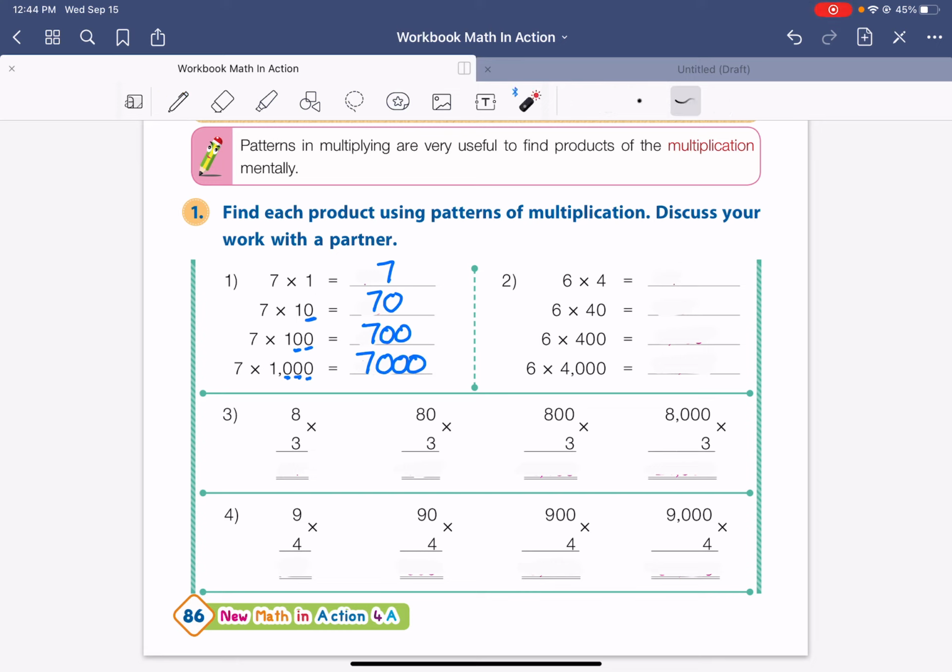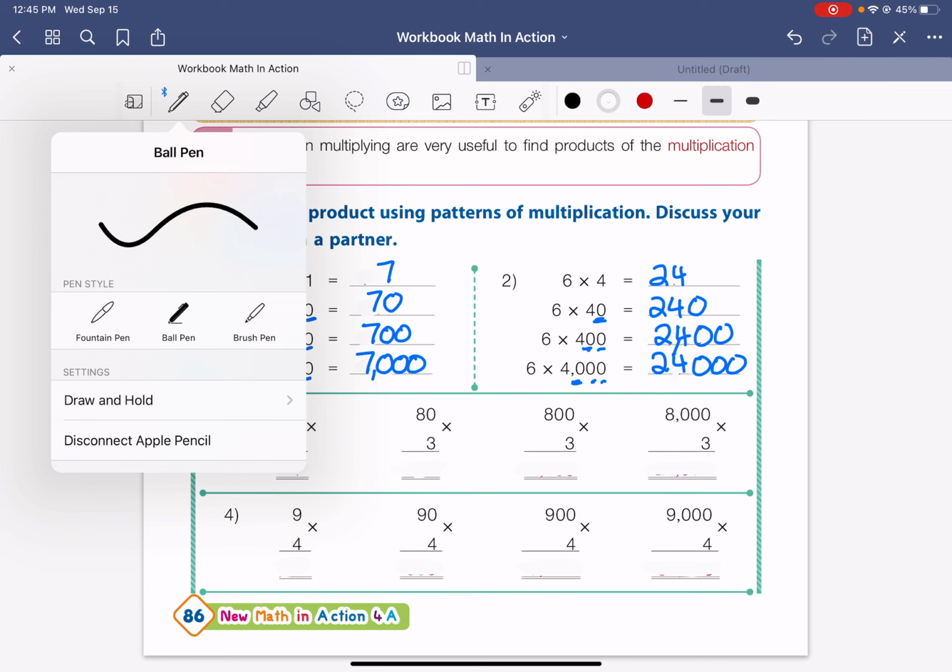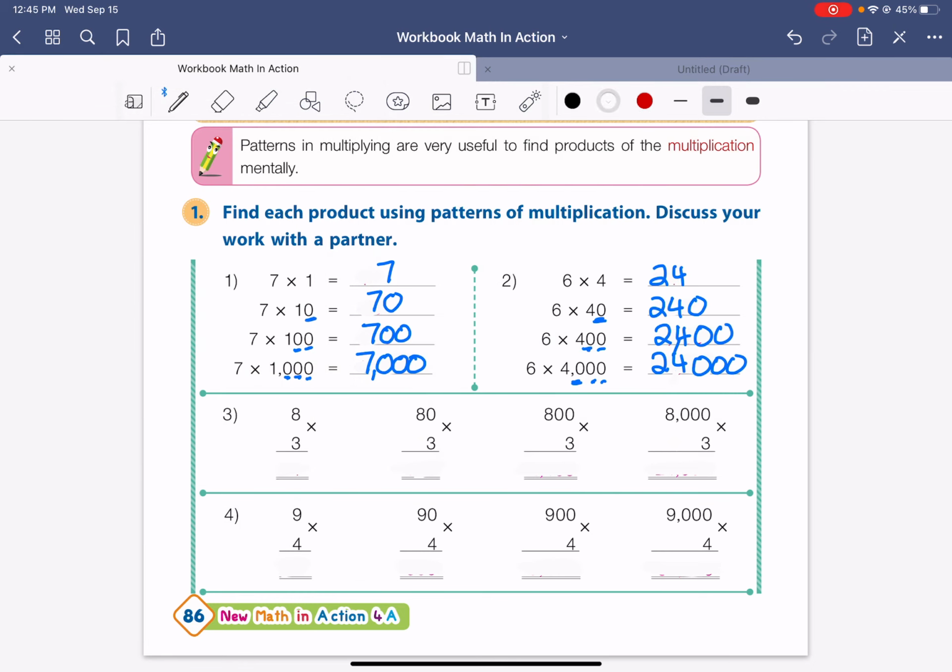Okay, so first we're gonna take a look. These are all gonna be 6 times 4, 6 times 4, 6 times 4, 6 times 4. We get 24, 24, 24, 24. How many zeros? We have 1. We're gonna add 1 zero. We have 2, 1, 2. Here we have 3, 1, 2, 3. Okay. Oh, sorry. This should be 24,000. There we go.